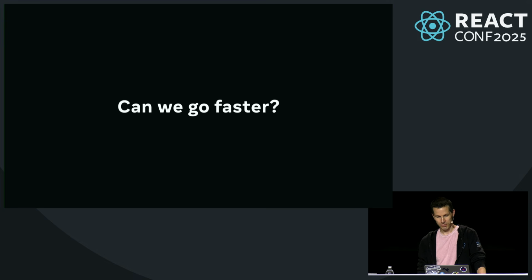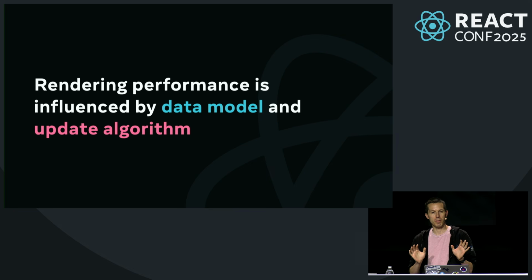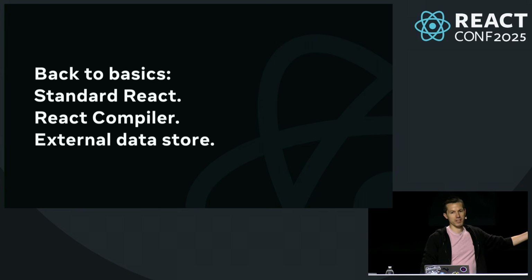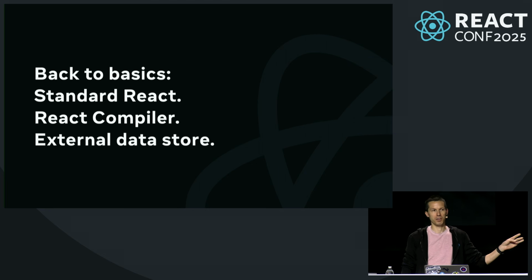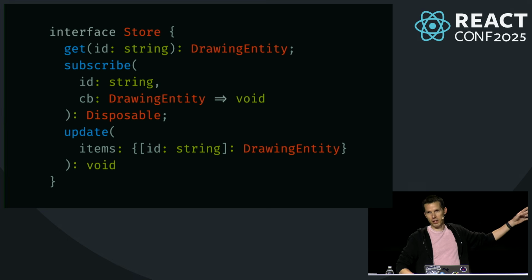We gotta keep going. So up until this point, we've kept the data model the same and experimented with just the different approaches to propagating updates. But what if we change the data model? So throw it all away, back to the basics, React compiler, a simple external store. What do I mean by that? Well, we'll define a store that looks something like this.